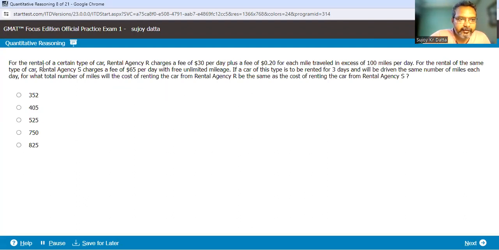Next, for the rental of a certain type of car, rental agency R charges a fee of $30 per day, plus 0.2 per mile in excess of 100 miles. Okay, that's important. For the rental of the same type of car, agency S, this is R, this is S, charges $65 per day with free unlimited mileage. So that means you travel any number of miles. So there's no restriction on that.